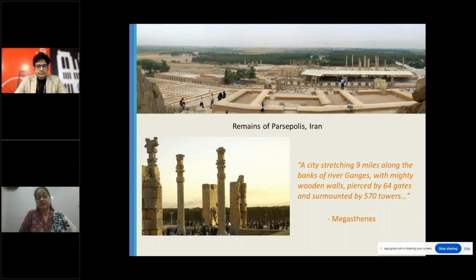So this is another aspect when you look at history from the point of view of not just what is existing in the country, but in other countries as well, where the influence actually travels to the country. And that gets fortified by the written records of people such as Megasthenes.